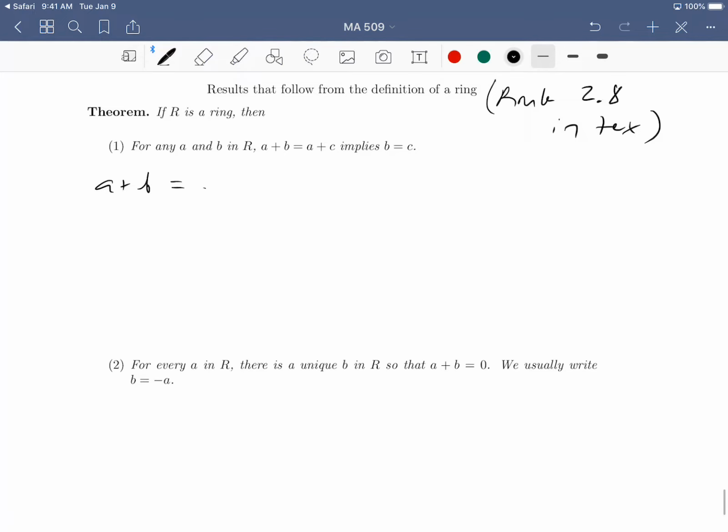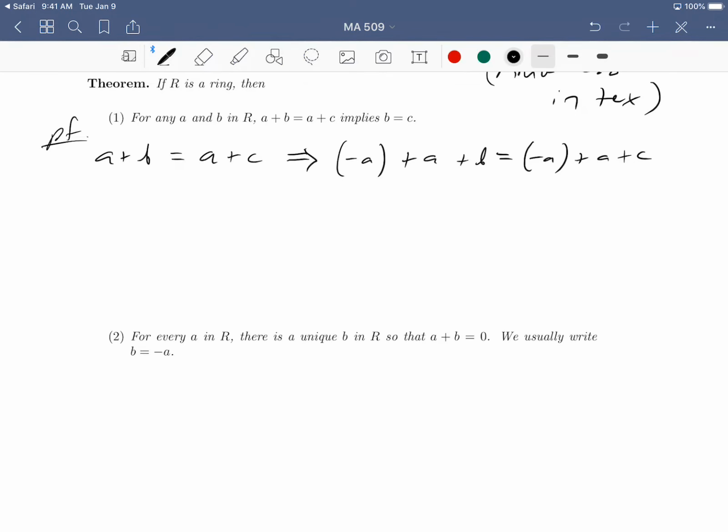So if I start with a plus b, and I'm doing a little proof here, equals a plus c, then what I can do is add something to both sides of that equation. And what I'm going to add is minus a to both sides. As long as I add to both sides, the 2 things are still equal. So now I have minus a plus b is minus a plus c.